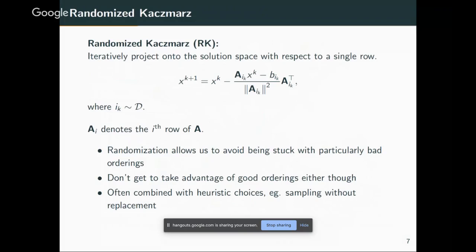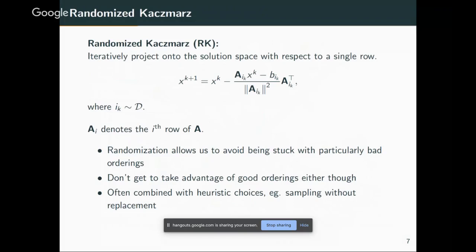So when we add this randomization, we don't have to worry about being stuck with a particularly bad ordering, but we also don't necessarily get to take advantage of particularly good orderings either. So it could happen that you know some additional information about the rows of your matrix that could give you a particularly good ordering in which to perform these projections. And also there are certain heuristic choices that are commonly made in practice.